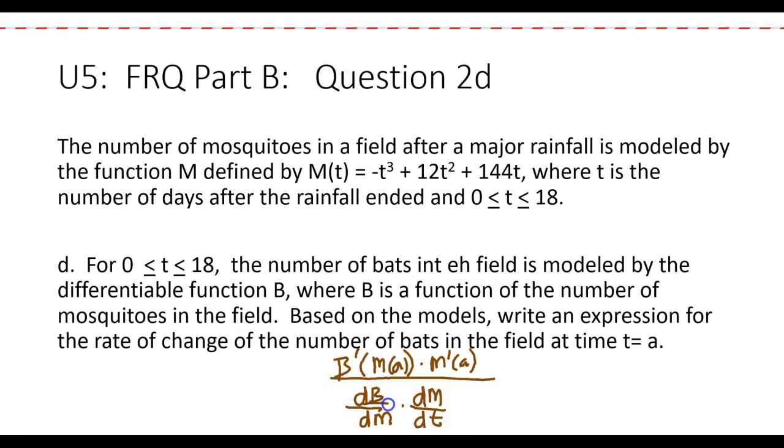Okay, so b is a function of m and m is a function of t, at t equals a. So I don't use that notation a whole lot for my chain rules, but I have seen textbooks do it. And just in case you get a question like this as a multiple choice, at least you've had some exposure to it here. So hopefully that was helpful.